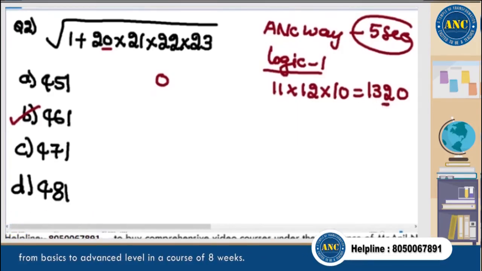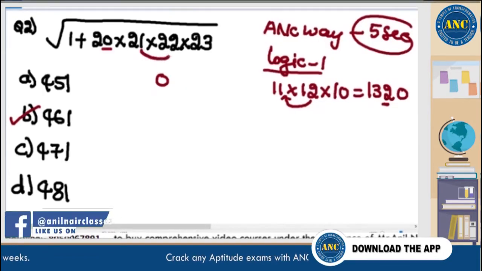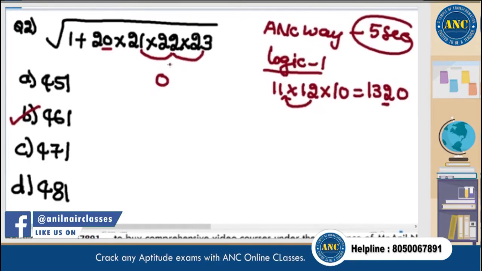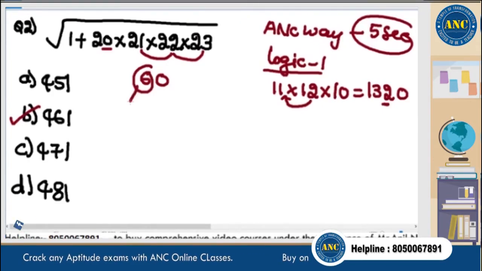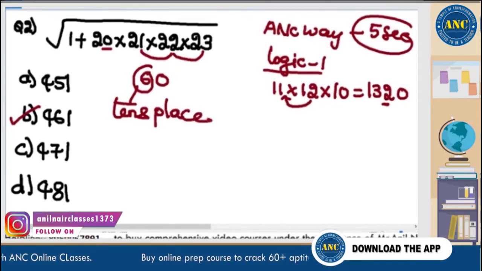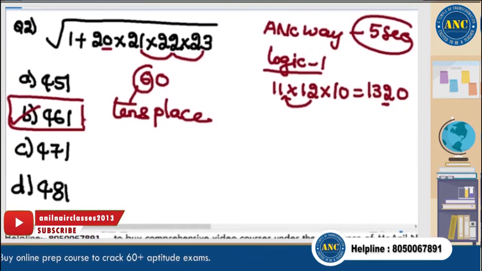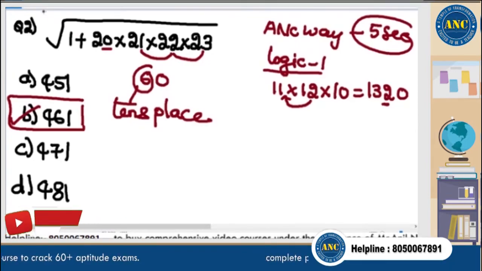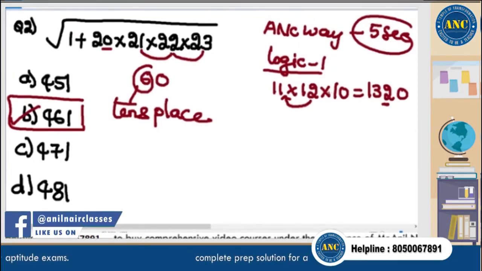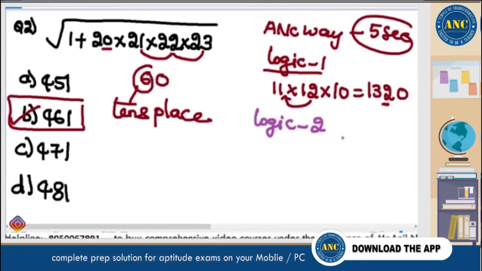What is the tens place? The tens place is the product of the remaining unit digits. 1 2s are 2, 2 3s are 6. The tens place should be 6. Only one option has the tens place 6. This is logic 1. You will solve simplification questions in less than 30 seconds if you follow all these problems.